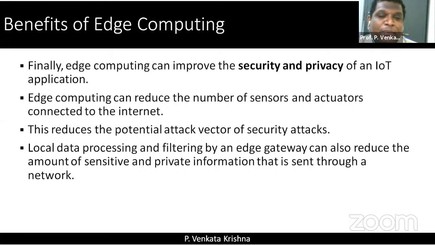Finally, edge computing can improve the security and privacy of an IoT application. Why? Because everything is at the end of the user, so some security and privacy issues could be controlled from this point of view. Edge computing can reduce the number of sensors and actuators connected to the internet. This reduces the potential attack vector of security attacks. Local data processing and filtering by an edge gateway can also reduce the amount of sensitive and private information that is sent through a network.